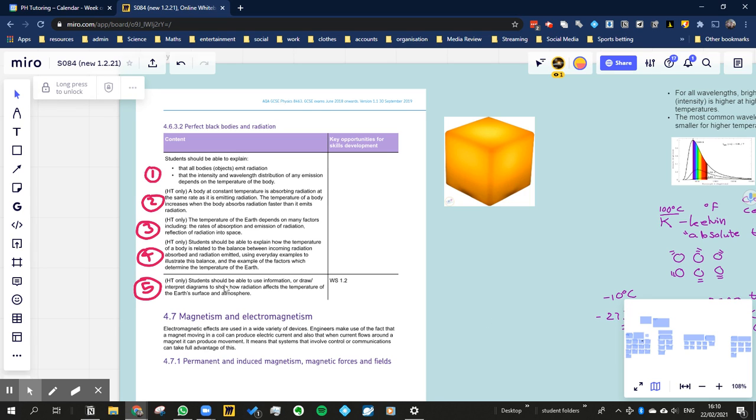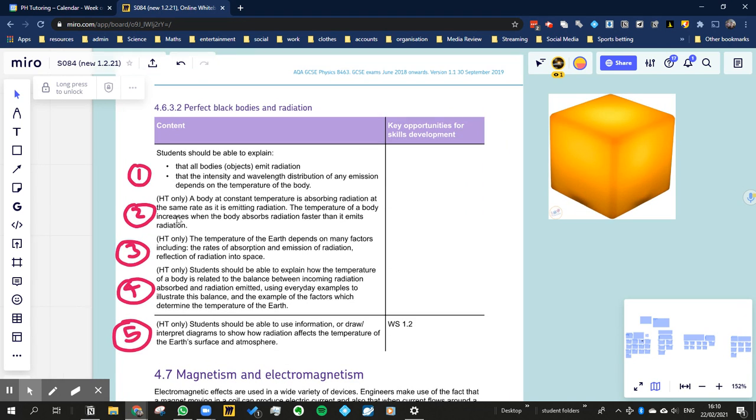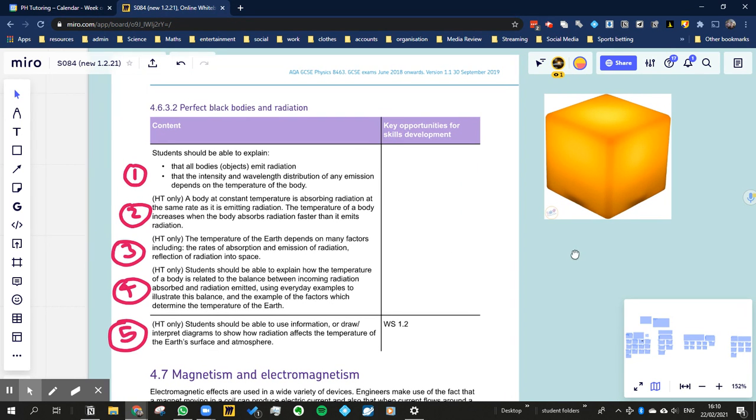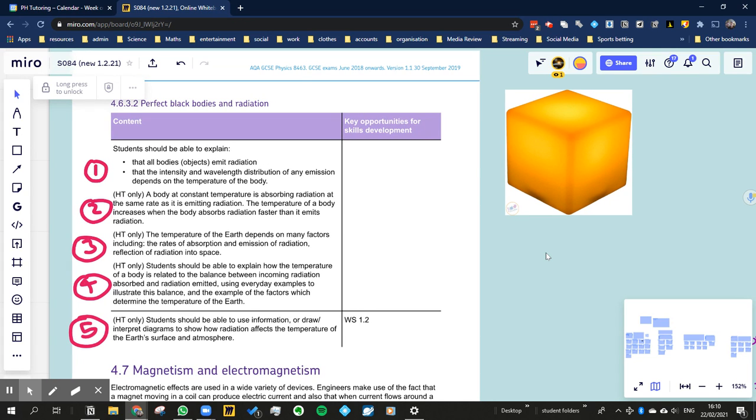This is for the AQA spec, looking at black bodies, and I think this is in double science and triple science. But we're looking at point 2, which is for higher only. It's saying a body at constant temperature is absorbing radiation at the same rate as it is emitting radiation.